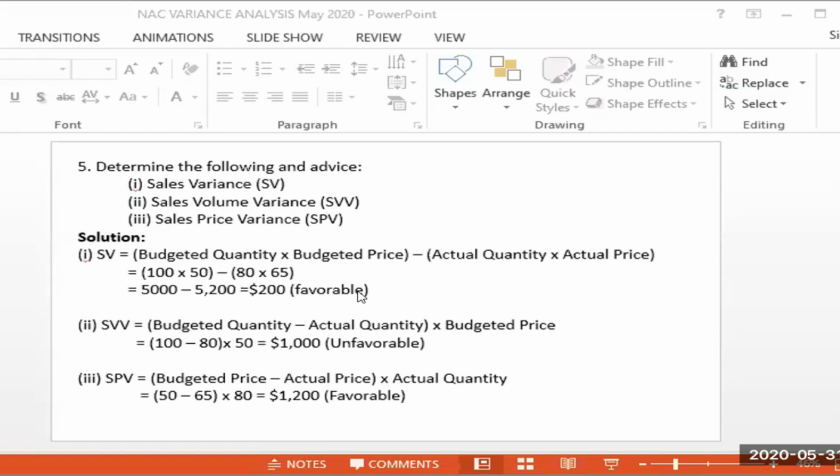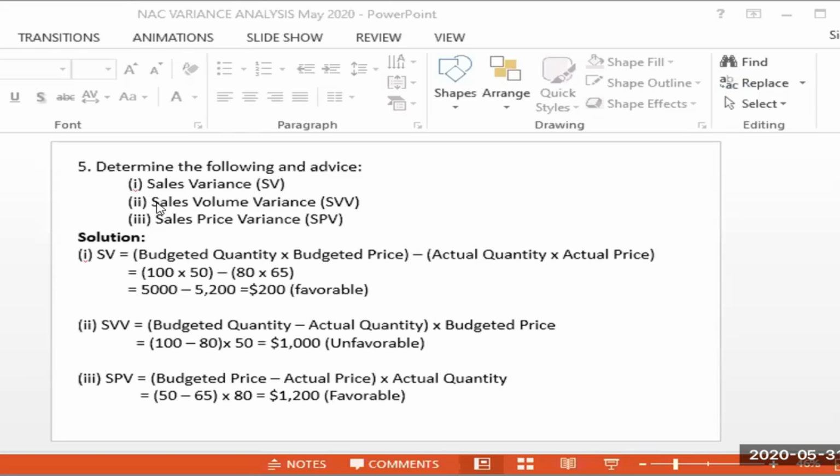Because this is sales. So you always have to understand what you are interpreting. Which results are you interpreting? Are they in relation to sales or are they in relation to cost? So if they are in relation to cost, then this one would have been unfavorable. But because we are relating to sales, then this is favorable because we have a negative. Simply, it means that we had budgeted for 5,000 sales, but we ended up making sales of 5,200. So which is good for the organization. And that is actually the essence of this analysis that you're doing.